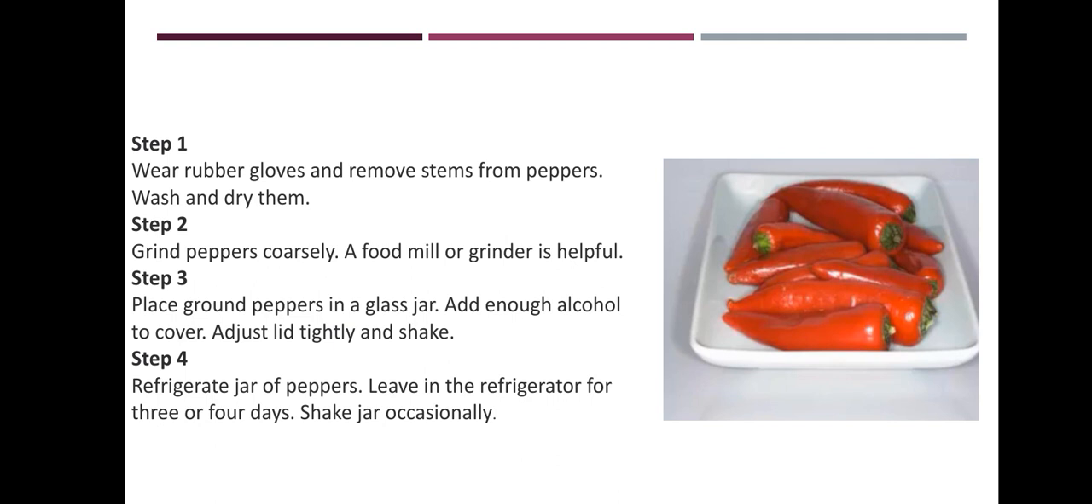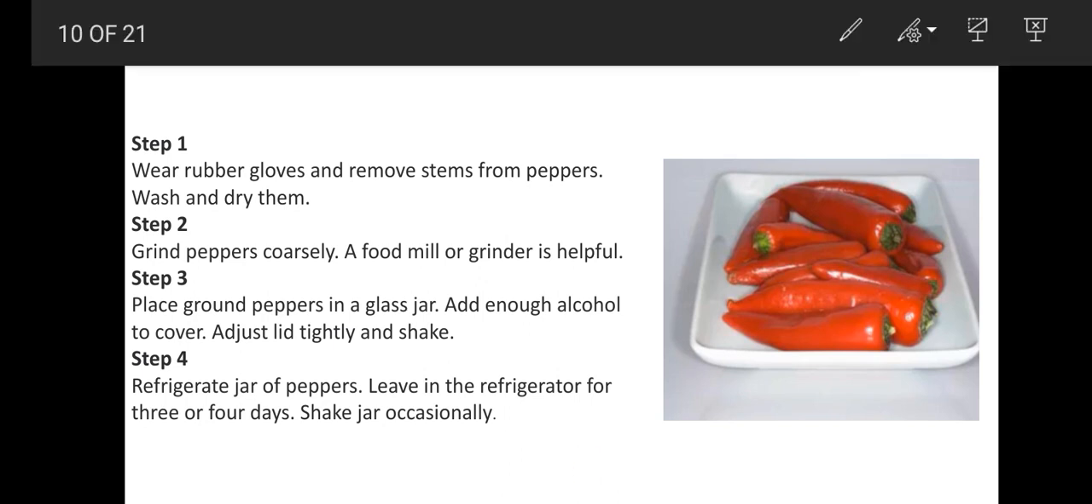Step 2. Grind peppers coarsely. A food mill or grinder is helpful. Step 3. Place ground peppers in a glass jar. Add enough alcohol to cover. Adjust lid tightly and shake. Step number 4. Refrigerate jar of peppers. Leave in the refrigerator for 3 or 4 days.